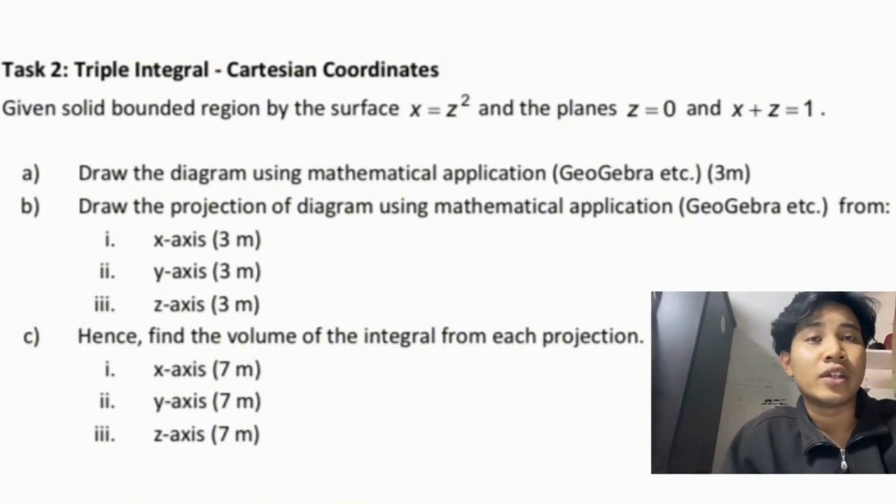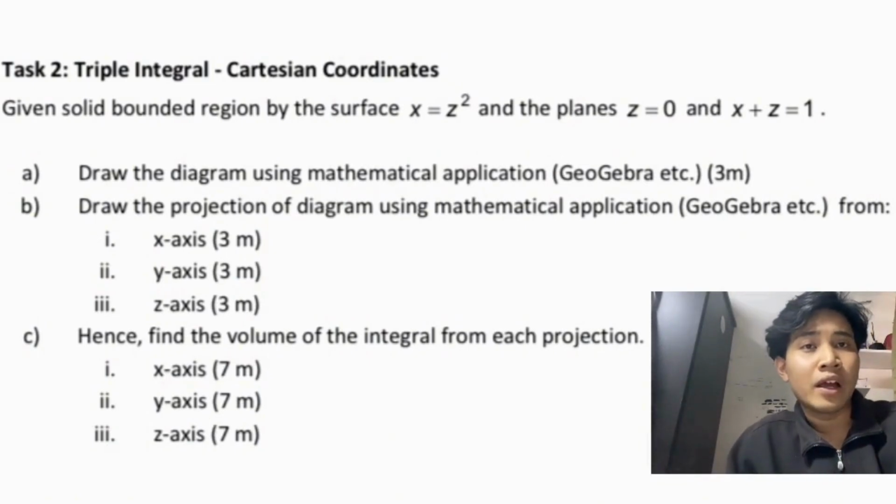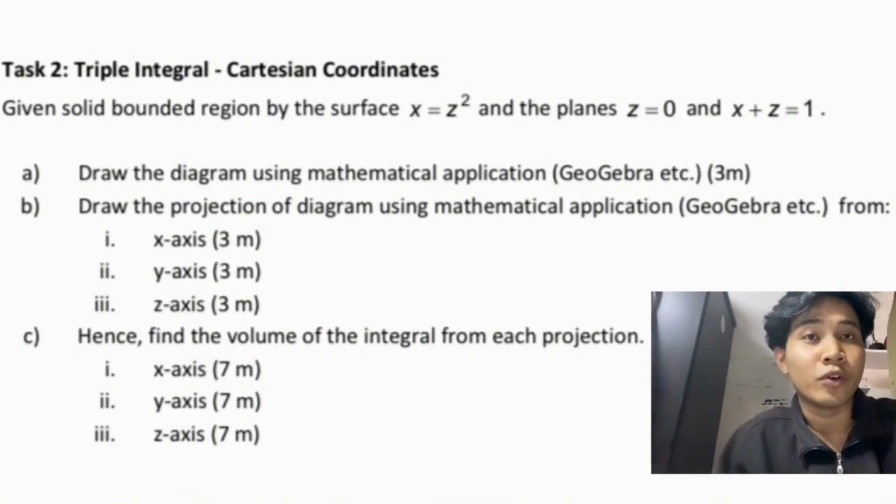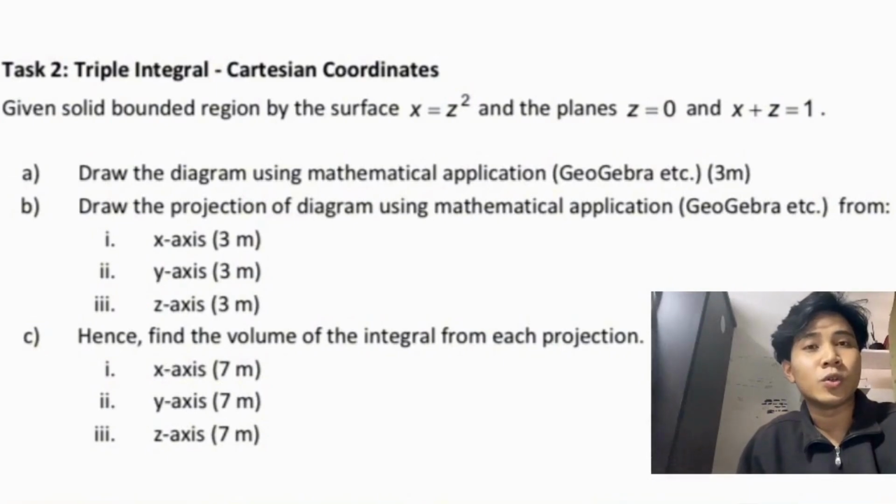Okay. So, the final one is C. Find the volume of the integral from each projection, which is for the x-axis, y-axis, and z-axis. The information is that all the volumes will give the same answer, the same result, for the x-axis, y-axis, and z-axis.